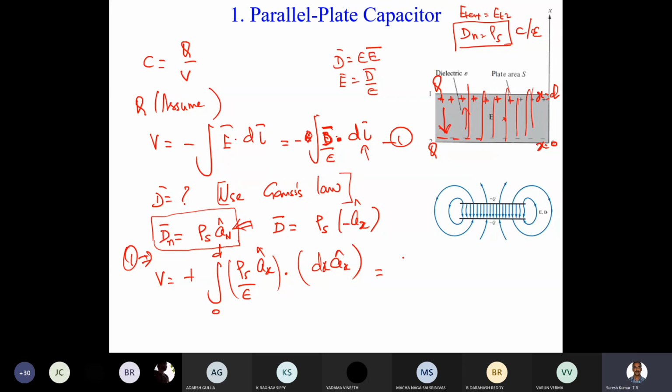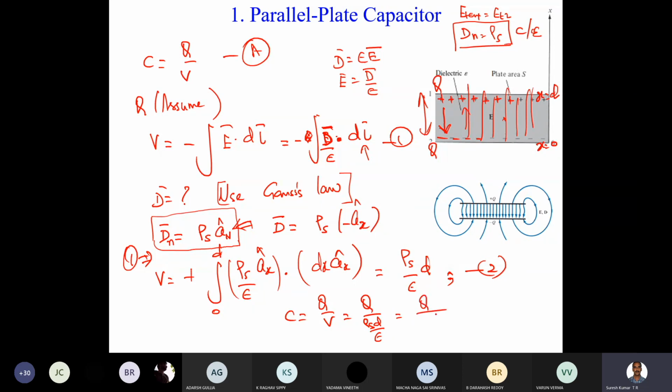So if you integrate, you will get rho S over epsilon. Then AX dot AX will be 1. So integral dx. What is this length or gap between these two plates? It is d. Right? And now we can substitute this. Let us say this is equation 2. You can put this into equation A, the general equation. So C equal to Q over V. What is V? V equal to rho S into d over epsilon.